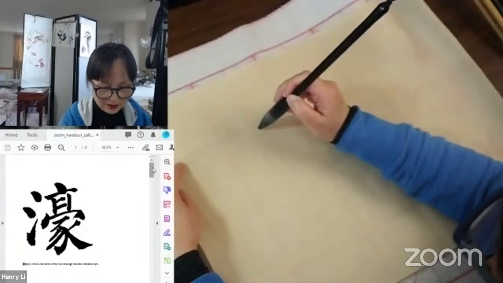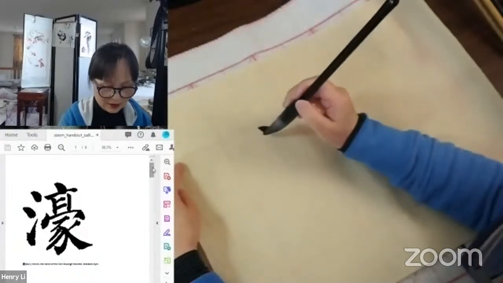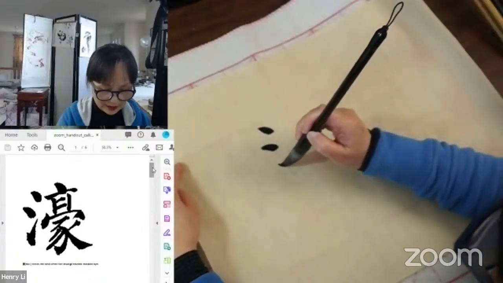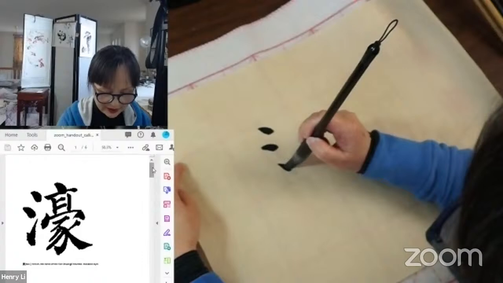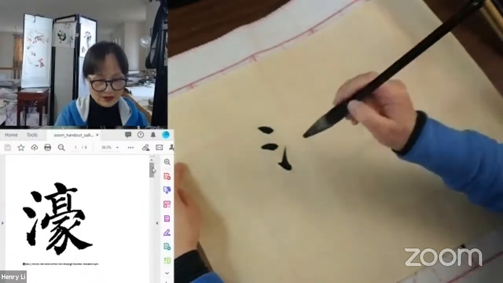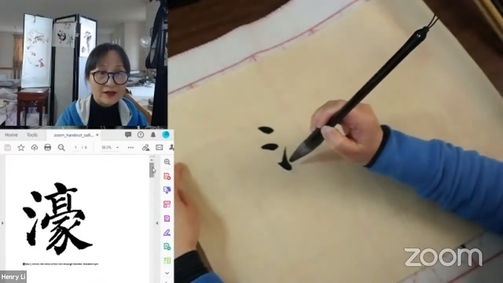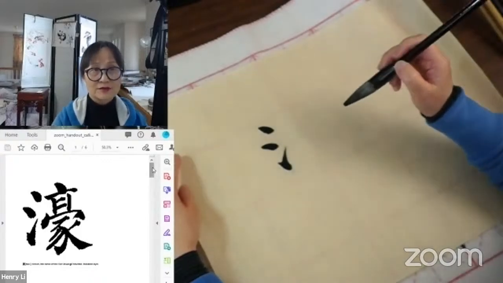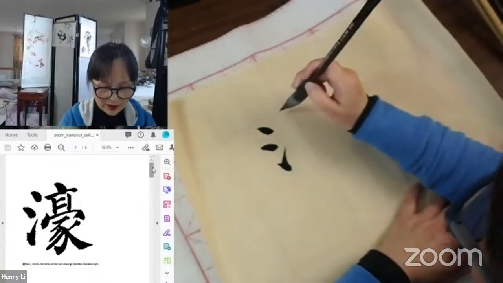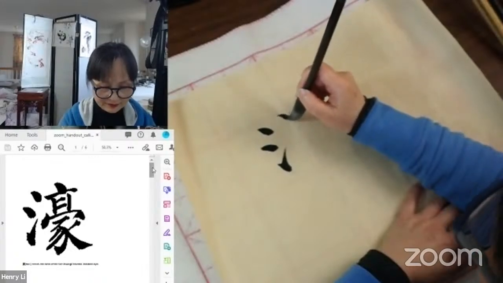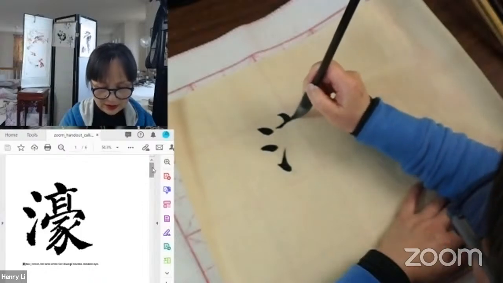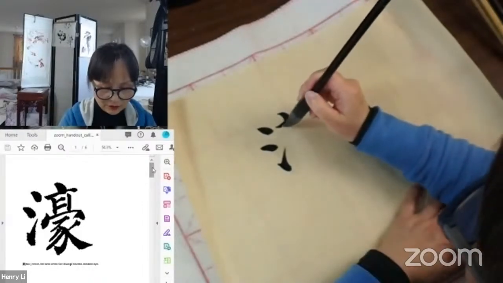Three dots. One, two, three. The third one, press first in this direction and lift. Press in this direction and then lift in this direction. And then one dot here. Horizontal one. Two vertical.